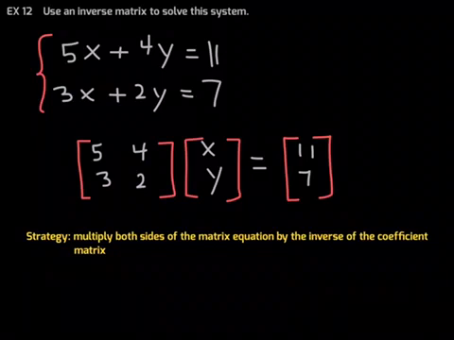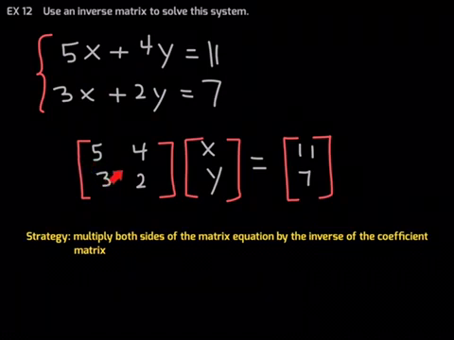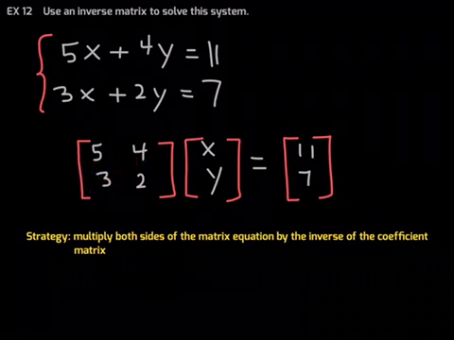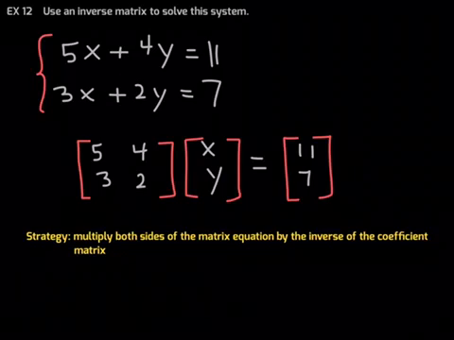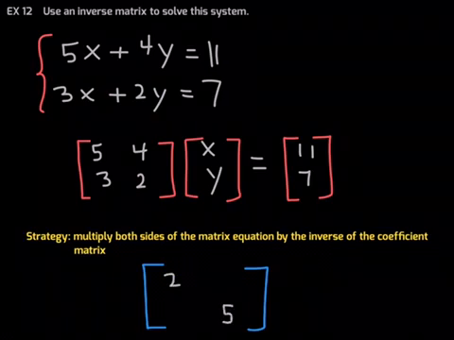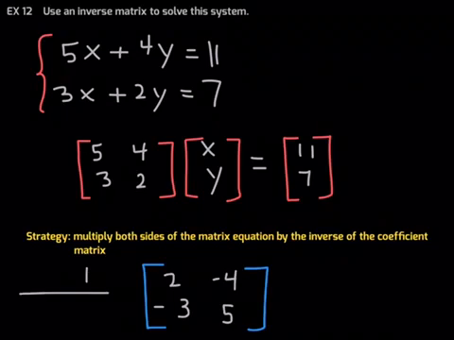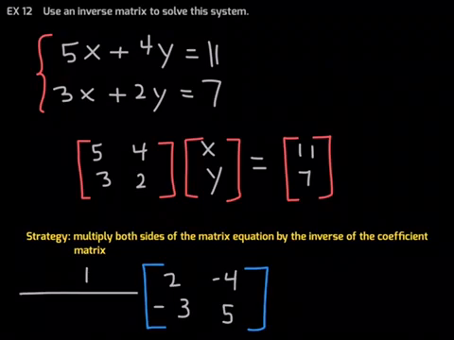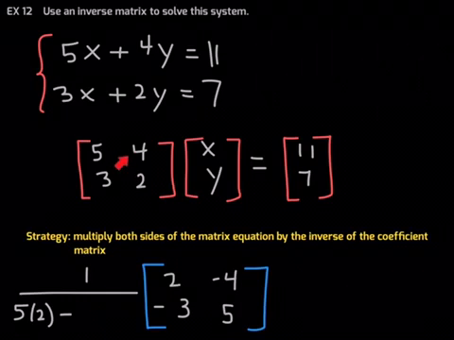What I'm going to do to find the inverse of this matrix here is swap the 5 and the 2, and then I'll do the opposite of 4 and 3. I know I'm not done right there, but let me move that over. So 5 and 2 swap places, and now I have -4 right there and -3. And then in front of this, I have 1 over AD minus BC, so it'll be 5 times 2 minus 4 times 3.